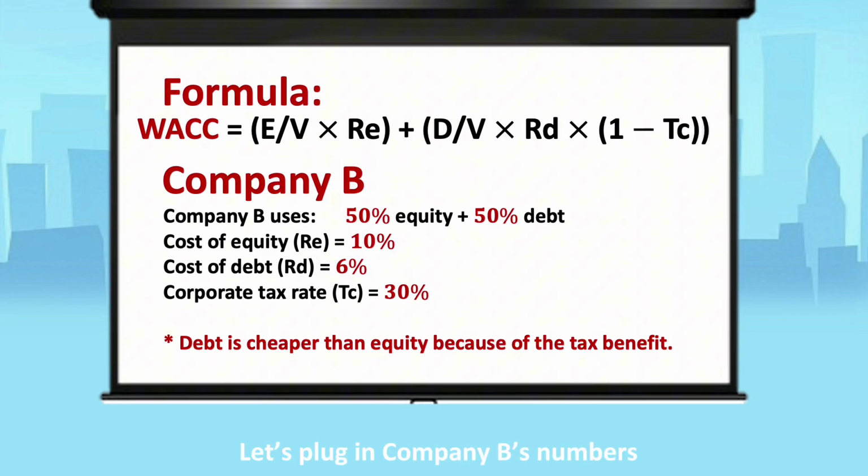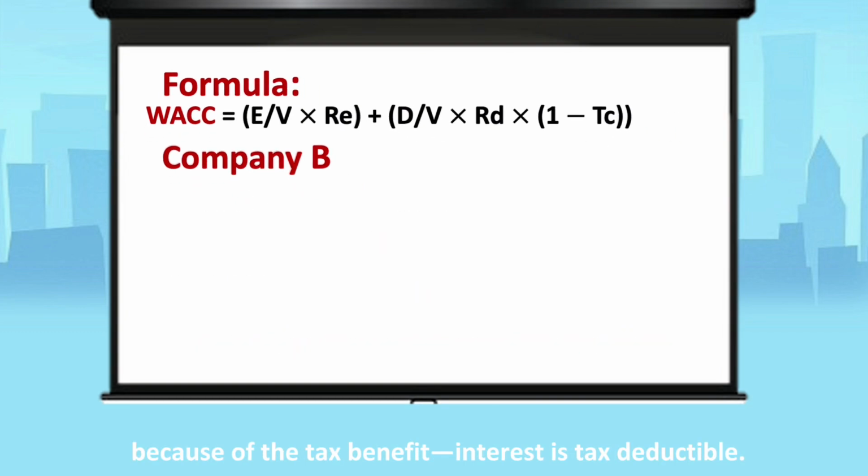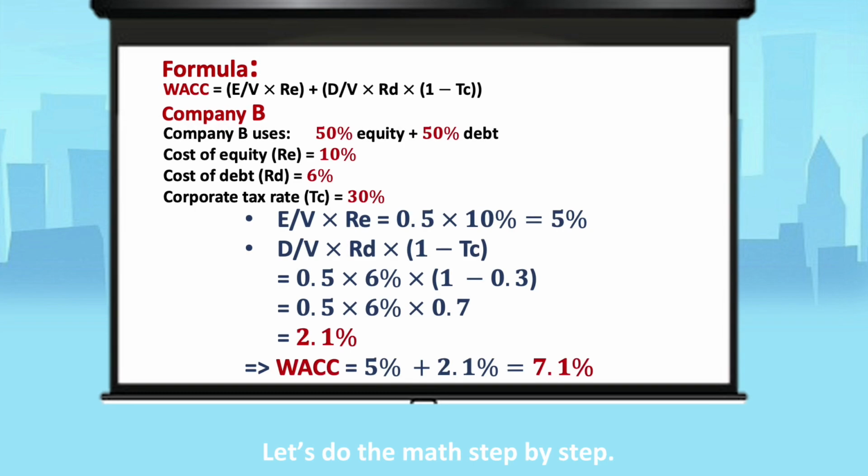Let's plug in Company B's numbers. They use 50% equity and 50% debt. Cost of equity is 10% and cost of debt is 6%. Also, the corporate tax rate is 30%. Remember, debt is cheaper than equity because of the tax benefit. Interest is tax deductible. Let's do the math step by step.